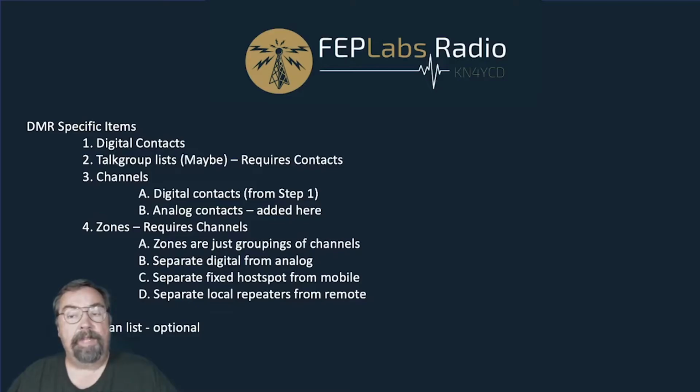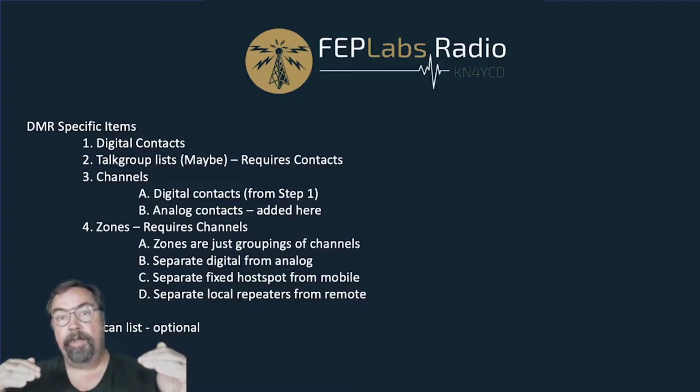Zones are the last major piece of setting up a code plug for a DMR radio, and a zone is just a logical collection of channels which contain digital contacts and talk group lists. For example, I have a hotspot in my house that's on 433.9. I have a hotspot in my truck that's on 433.8. I probably have the same talk groups in the radio already. I have the digital contact in the radio, but I need to create a channel for the hotspot in my house and a channel for the hotspot in my truck.